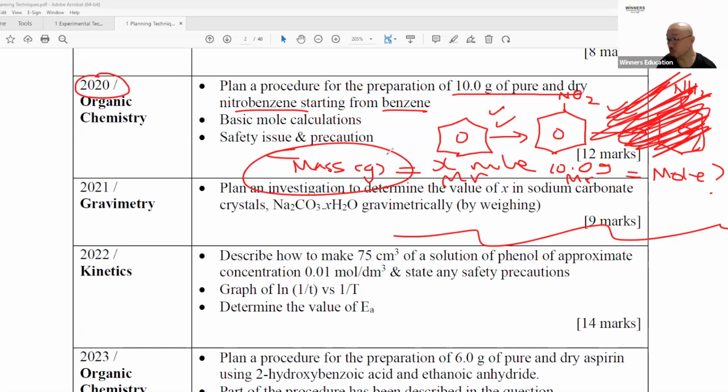Check your revision package. Your school should have given you at least one on organic chem synthesis, and likely it is this one. Go and take a look at what is proposed by your school. Don't bother with other schools, it doesn't matter which school.